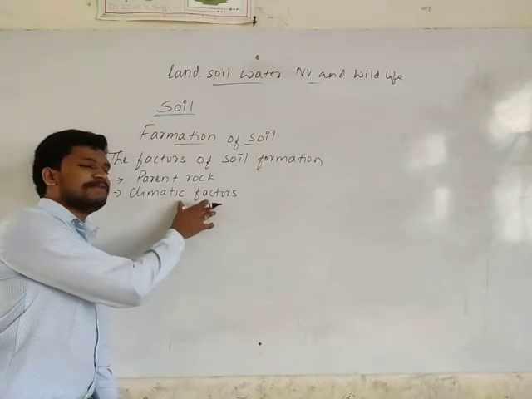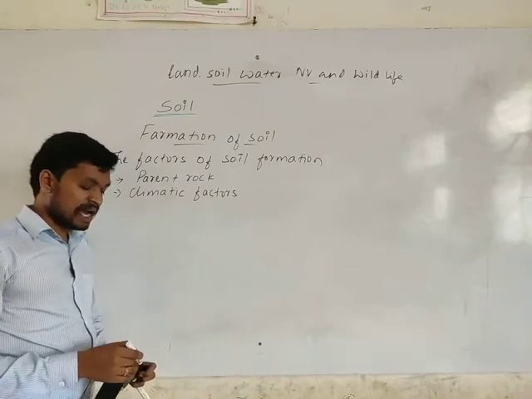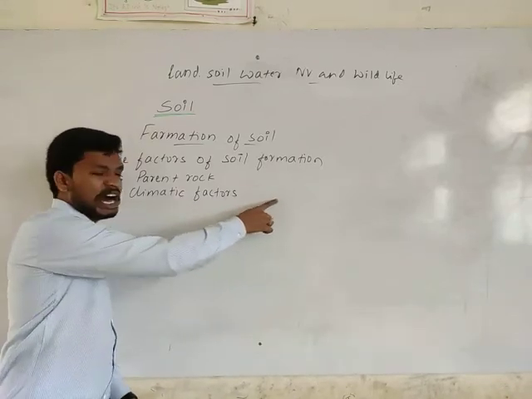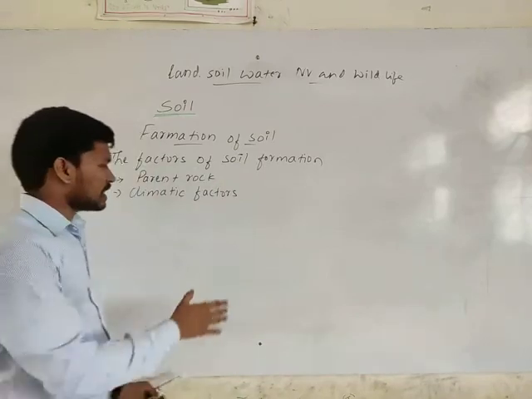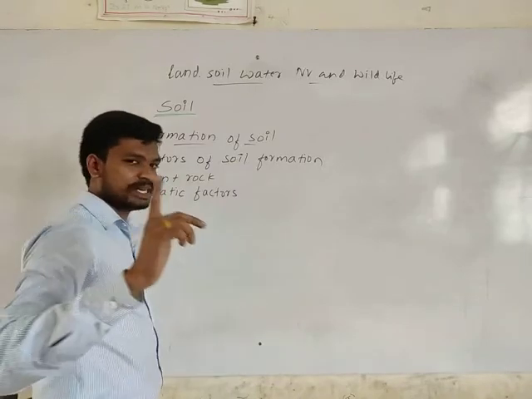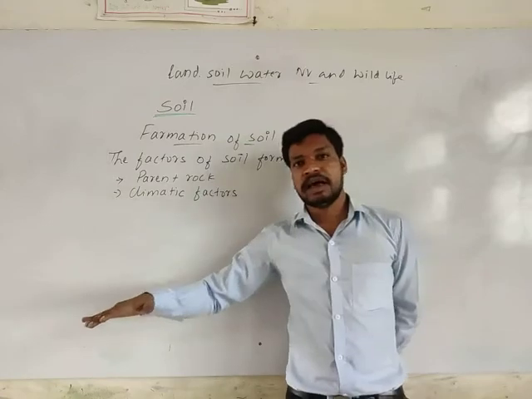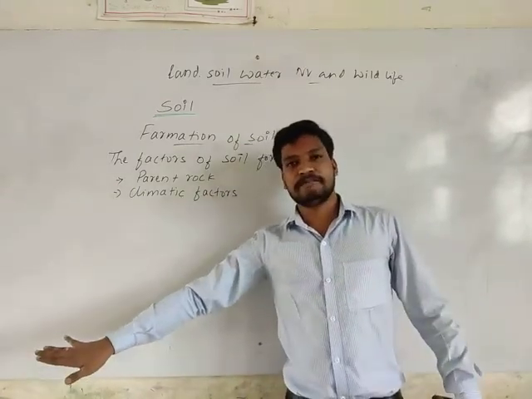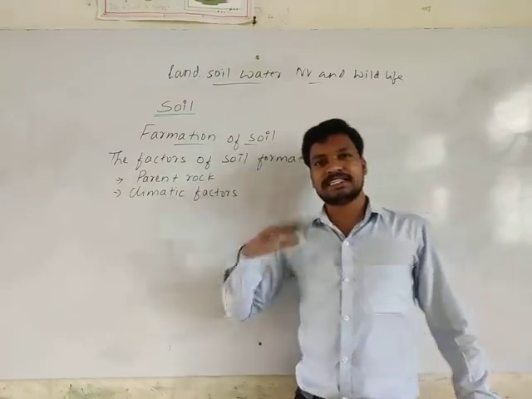So these climatic factors include many things. What are those? High temperature, low temperature, rainfall, high rainfall, very low rainfall, and blowing of wind. This all comes under climatic factors. Climatic factors is not only temperature. It includes rainfall, high rainfall, low rainfall, the high velocity of blowing wind, low velocity of blowing wind, and the high temperature, low temperature. This is all included in these climatic factors.